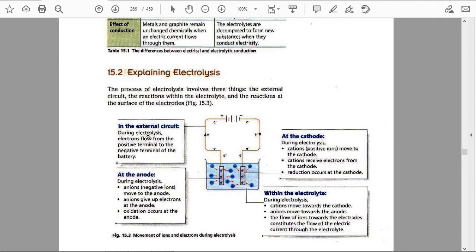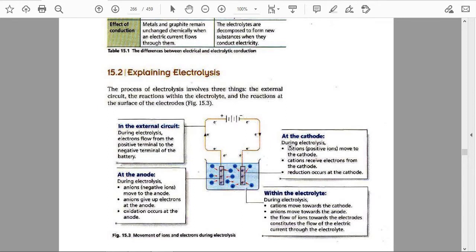Alright, so let's see the external circuit first. During electrolysis, electrons flow from the negative terminal to the positive terminal of the battery. So this one goes here like this. That's why the arrow goes from the positive to the negative terminal, sorry, from the positive to the negative terminal.